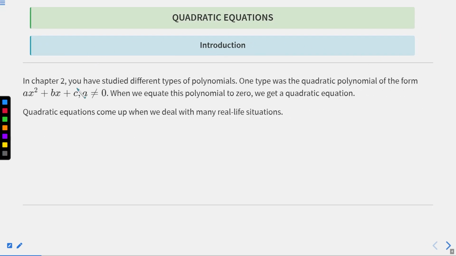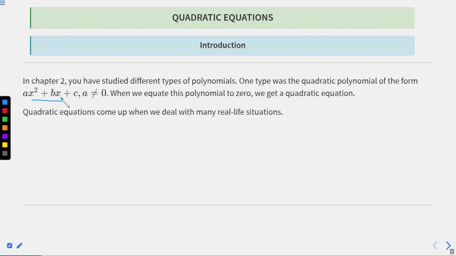In chapter 2 you have studied different types of polynomials. One type was the quadratic polynomial. There you have studied linear polynomials, quadratic polynomials and cubic polynomials. The quadratic polynomial was the one of the form ax square plus bx plus c, where a does not equal 0. When we equate this polynomial to 0, we get a quadratic equation.